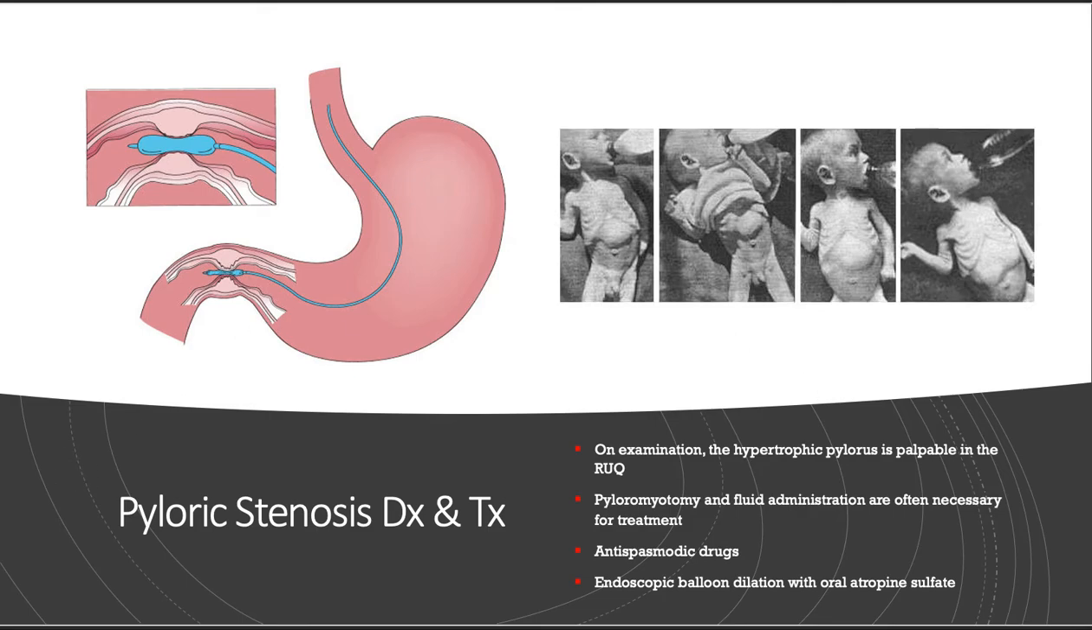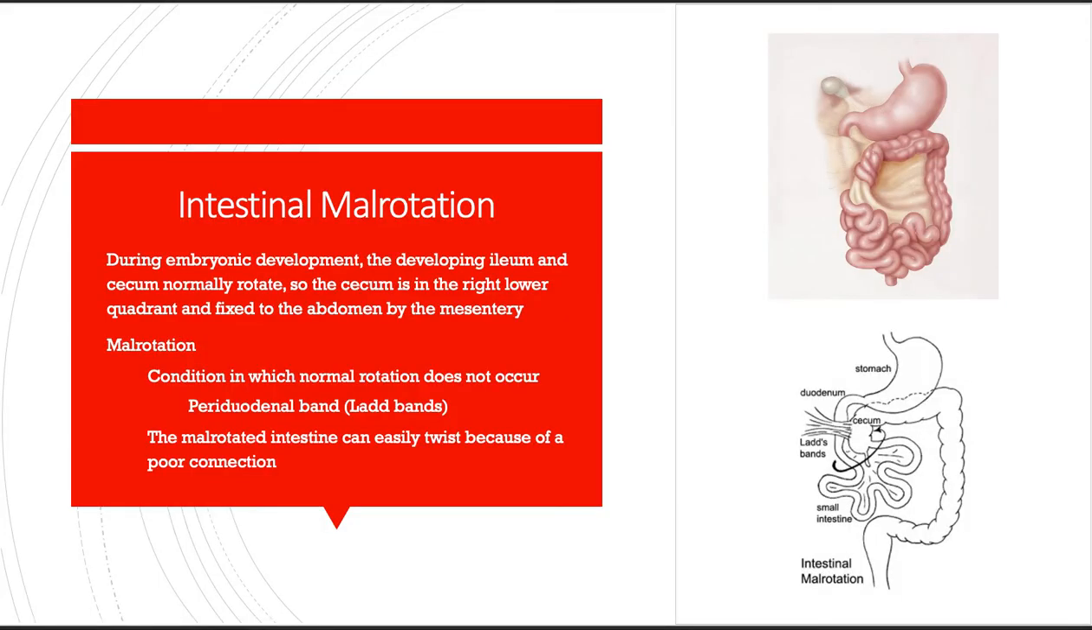All right, intestinal malrotation. So this is a picture of intestinal malrotation here. So you can see that the intestine doesn't look right, right? I mean, it's not twisted right. It's not curled and looped the way it should.